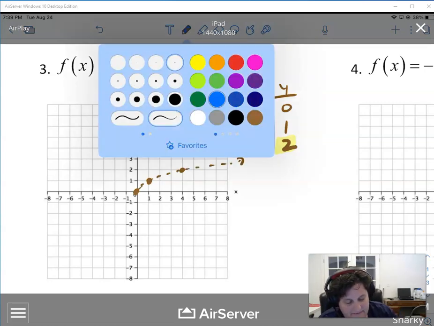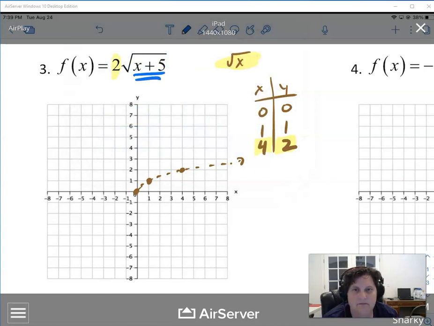The next step: how am I going to move this? Am I going to move this left, right, up, or down?